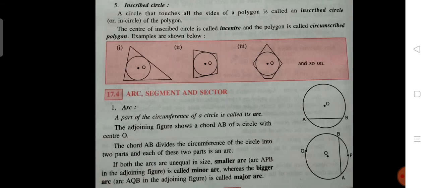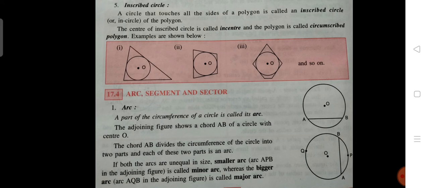Next is the inscribed circle. A circle that touches all the sides of a polygon is called an inscribed circle. What is a circumscribed circle? If the circle touches the vertices, it is circumscribed, and if the circle touches the sides of a polygon, then it is the inscribed circle. The inscribed circle's center is the incenter, and the polygon is called a circumscribed polygon.